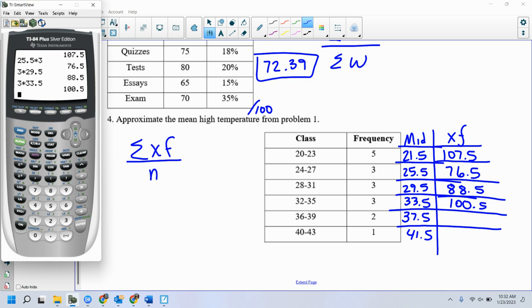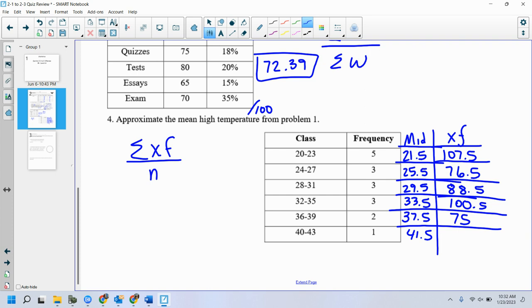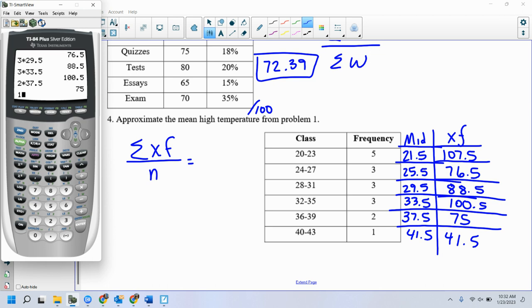2 times 37 and a half, which gets me 75. And the last one here, 1 times 41 and a half, which is 41 and a half. All right. Now, the formula is sum of the xf's. So I sum all of that together.